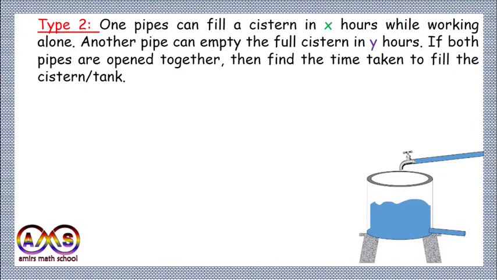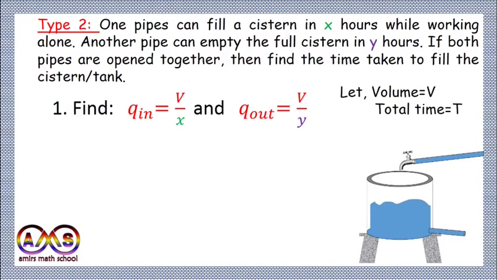Now, the type 2. One pipe can fill a cistern in X hours while working alone. Another pipe can empty the full cistern in Y hours. If both the pipes are open together, then find the time taken to fill the cistern or tank. So first, let the volume of the tank be V and the total required time be T. So first step, that is find Q in. Here, the first pipe is for flow in and the second pipe is for flow out.